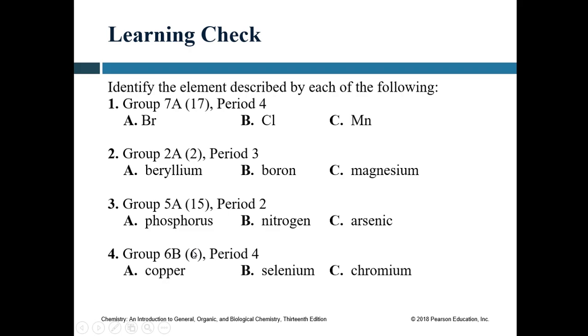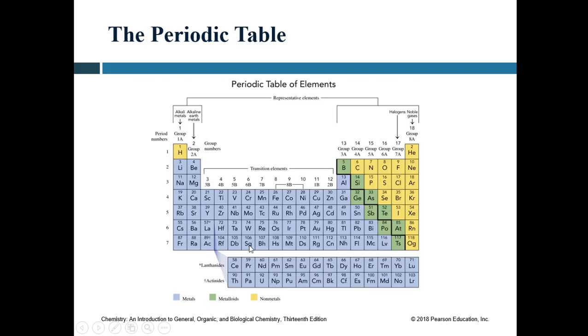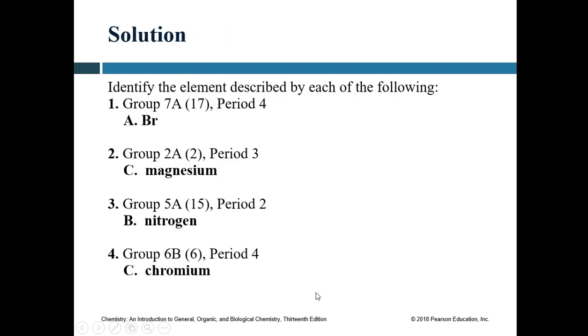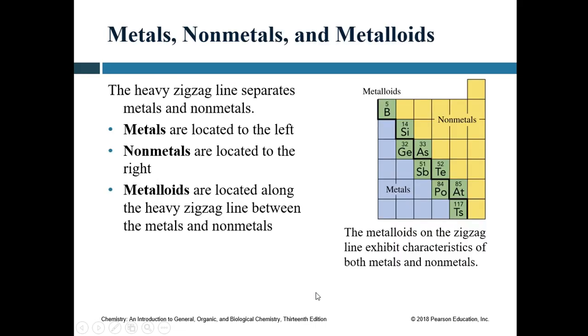And then group 6B, period 4 is going to be our chromium. All right, so let's look to see, and yes, that's exactly what the solution says.